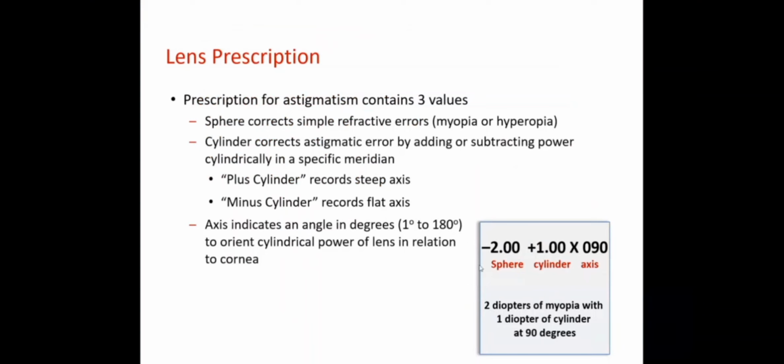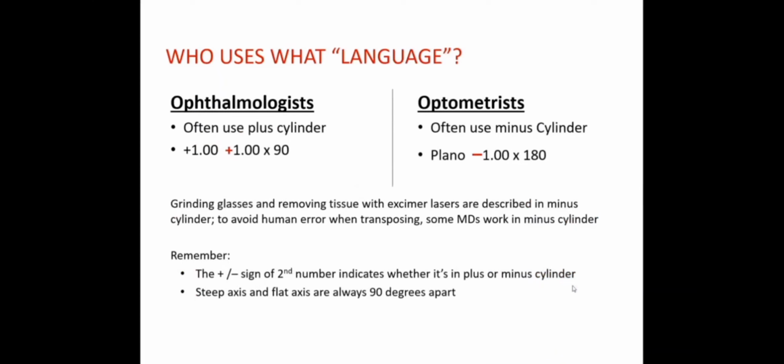What is important for you all to know is that the cylinder power represents your astigmatism. And you can switch between the plus power cylinder and the minus power cylinder quite easily, because it's just using a different kind of cylinder power.